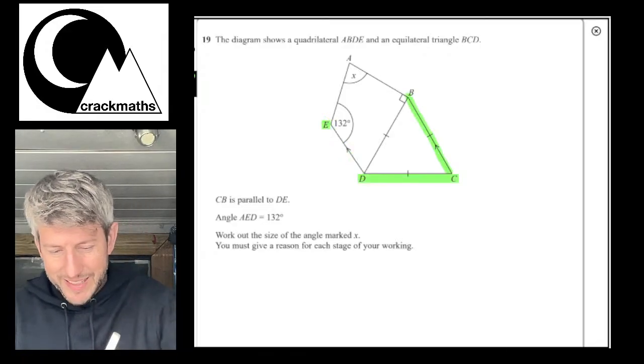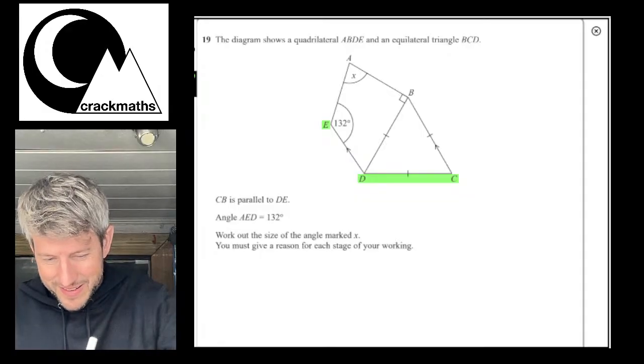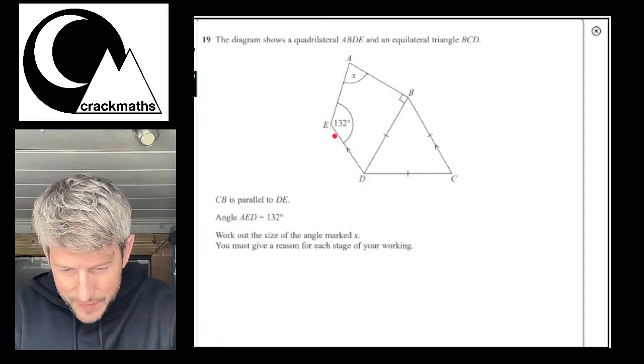Ah, damn it. Right, 1 second, let me try that again. Well, let me just do a little bit of it.